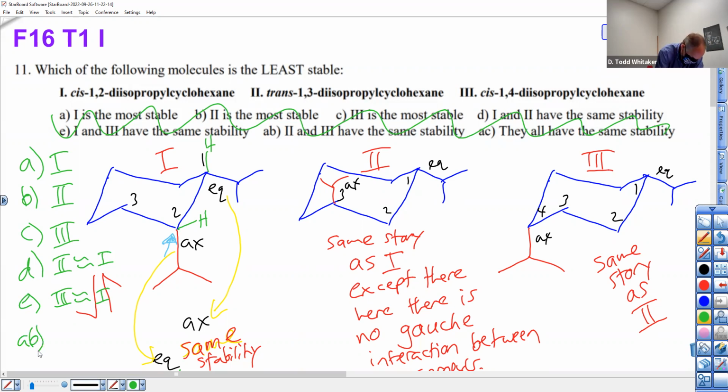And it's A, B. I didn't do 2 and 3. So if you thought 2 and 3 were both the worst, you would choose the last answer. If you thought just 3 was worse, you choose this one. But thinking the way we're thinking, 1 is the worst. It has gauche interactions. There we go.